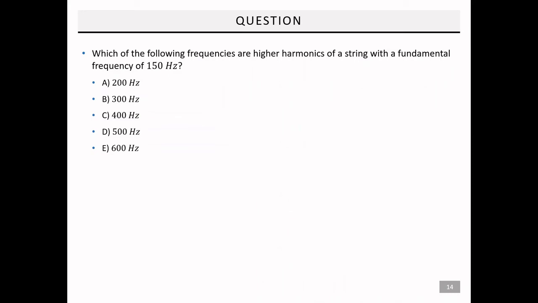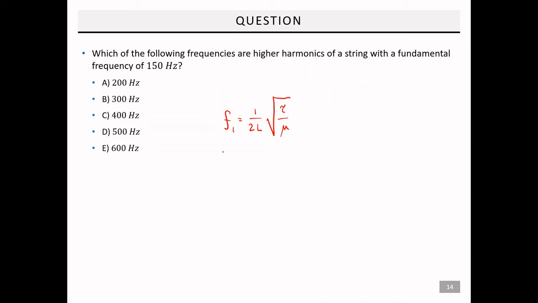So the fundamental frequency is determined by a few properties of the string. We had this formula: 1 over 2L times the square root of tau over mu. The length of the string, the tension in the string, and the linear mass density of the string are all properties of the string. So the fundamental frequency is determined by the string itself.